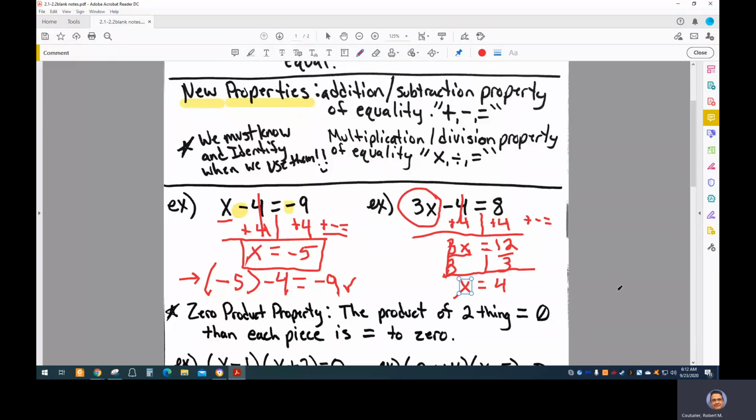I have to test that. So you come over here and you have to test it. So you'll have a 3 times 4 minus 4. Well, this is what? 12 minus 4, which is 8. So yes, that checks and x equals 4 is my solution. You can check your work. There's no reason to miss any problem on this section because you have the ability to take the answer that you think you have, plug it in, and make sure it works.